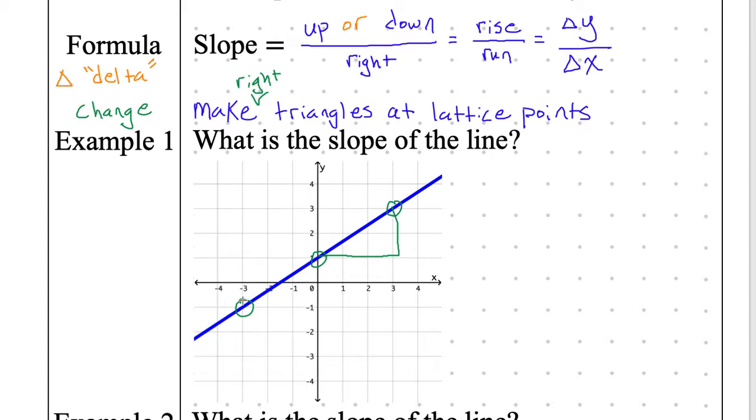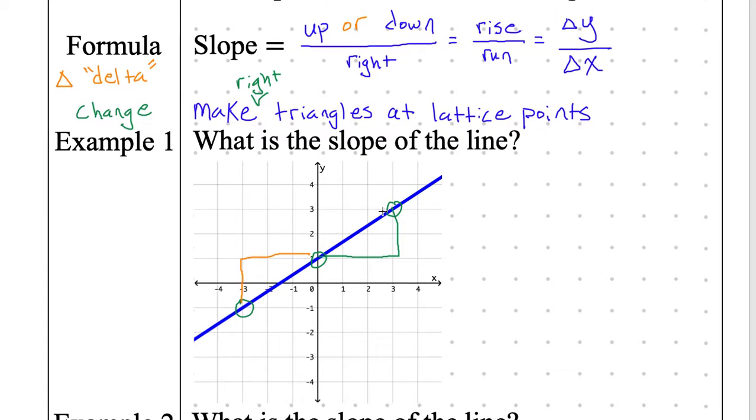Maybe I can do the top down here. It doesn't really matter where you go. You could even make one really giant step right here. As long as you're making a step at your lattice points, then you're doing it right. So I'm just going to randomly choose this lattice point at 0, 1 and this lattice point at 3, 3.